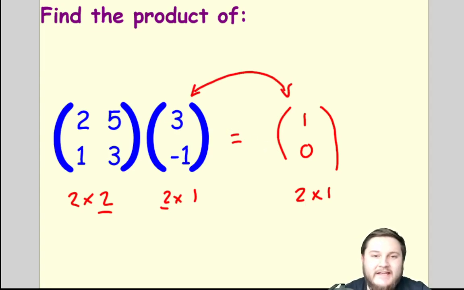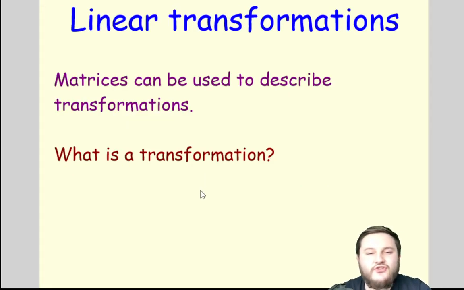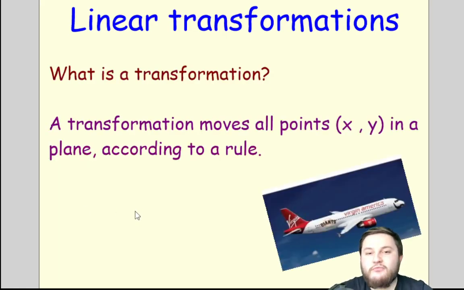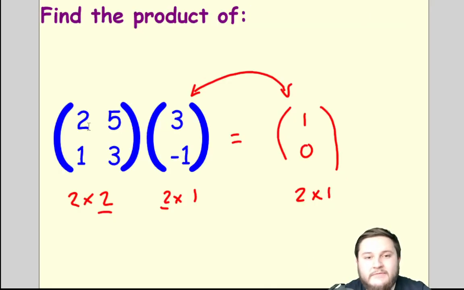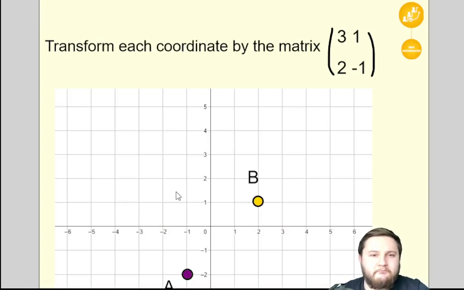And that is the basic idea behind matrix transformations, is that matrices are just used to describe a transformation. And a transformation is just a rule that moves a coordinate, well, every coordinate, to a different coordinate. So in our previous example, this matrix moves this coordinate to this coordinate, and if we had a different coordinate, it would perform the same rule, this 2, 5, 1, 3, and move it to another coordinate. So let's sort of see this in a little bit of action then.